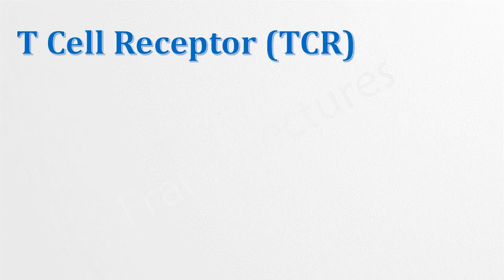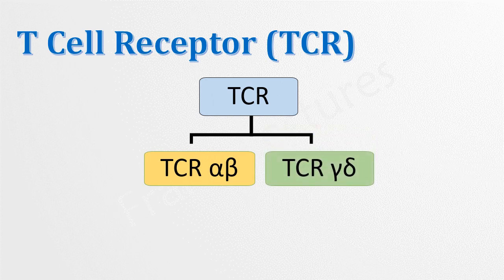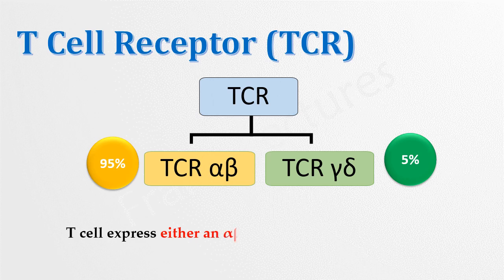There are two types of TCR receptors and both are heterodimers. The first one is TCR alpha beta and the second one is TCR gamma delta. 95% of the T cells circulating in the body have TCR alpha beta and 5% have TCR gamma delta. A T cell expresses either the alpha beta receptor or the gamma delta receptor, but never both.